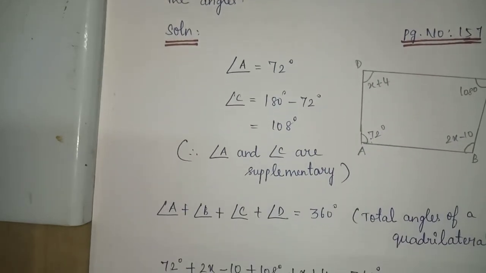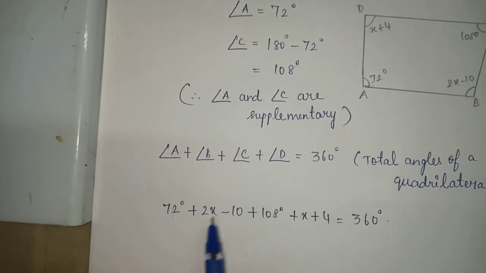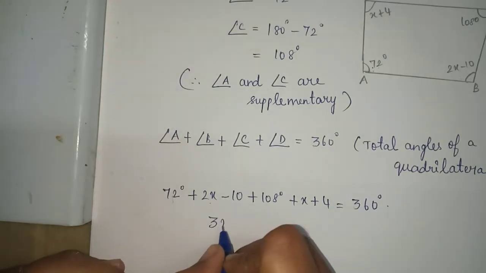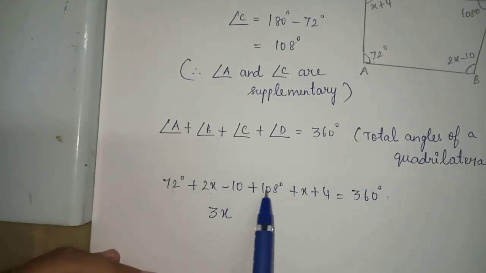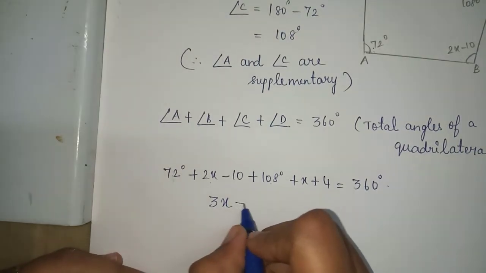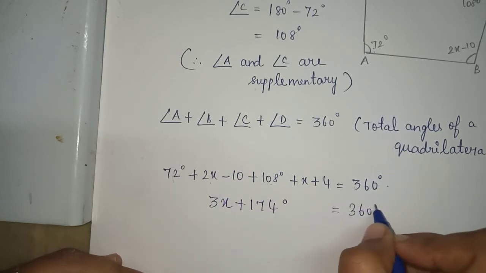We know that angle A plus angle B plus angle C plus angle D is equal to 360 degree, because the total of the angles of a quadrilateral is 360 degree. So write all those angles. 72 degree plus 2x minus 10 plus 108 degree plus x plus 4 is equal to 360 degree. Here 2x plus x, we get 3x. Then 72 plus 108 plus 4 minus 10, you get plus 174 degree is equal to 360 degree.